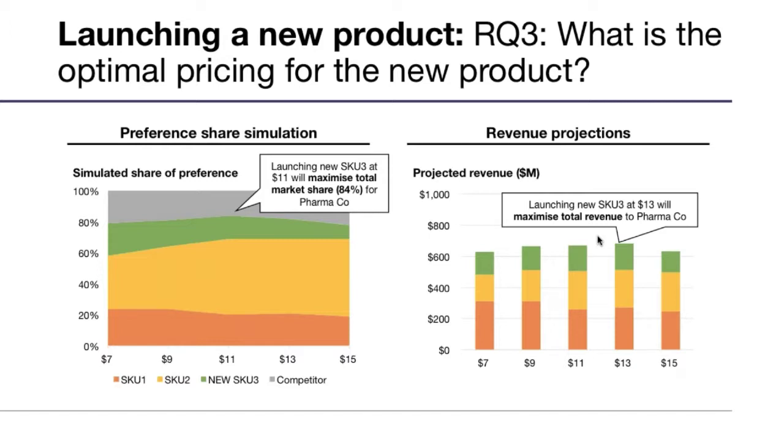However, on the right-hand side, you see preference shares multiplied by the price point at which they're offered, multiplied by a fixed number of units in the market, which gives us revenue. And in this example, we see that price point of $13 gives us maximum projected revenue. So if we are to go after revenue, we would go for 13. If we are to go after share, we would go for $11. So these are very typical examples of what conjoint analysis can do for you, and they're easily accessible through a platform like Conjointly.